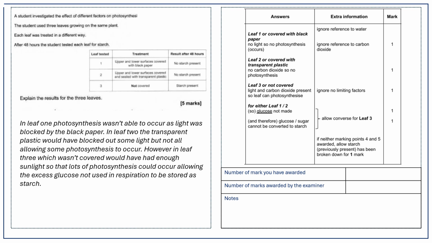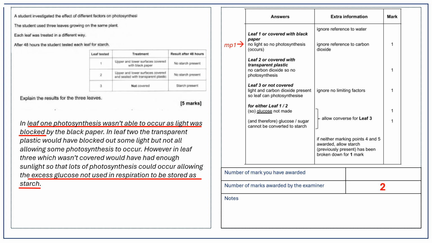This response was awarded 2 marks in the summer by the examiner. The student correctly identifies that in leaf 1, photosynthesis wasn't able to occur as light was blocked. The student does not correctly refer to leaf 2 or 3 in terms of factors, but the final part of their answer does refer to glucose, so we need to take a look at marking points 4 and 5.